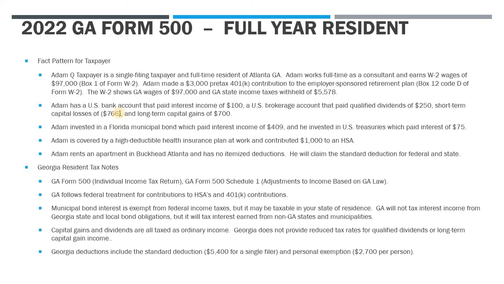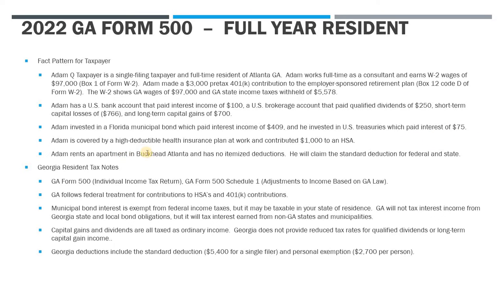Now for investment income, he's got a bank account here that paid interest income of $100. He also has a brokerage account that paid him some qualified dividends during the year, and he sold some stocks, so he had some short-term capital losses and long-term capital gains. And then he's also invested in a Florida municipal bond, which paid him interest income of $409. And Adam is also invested in some U.S. treasuries, and that paid him interest of $75.